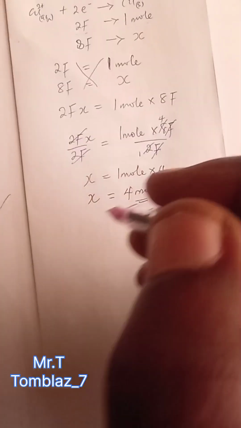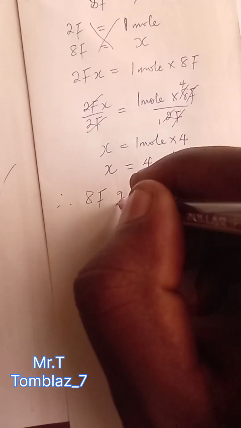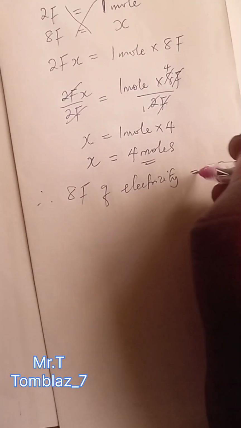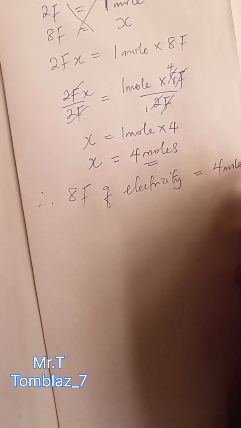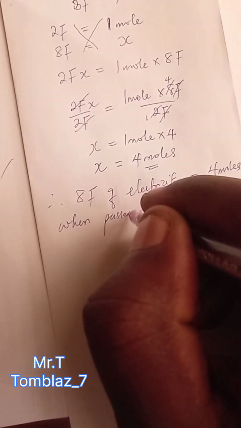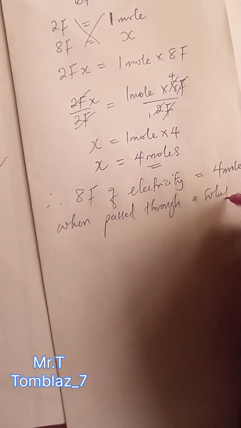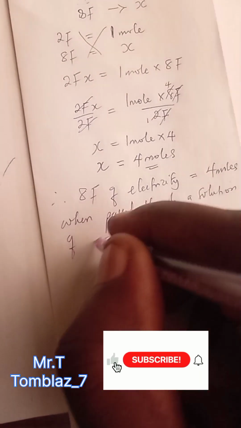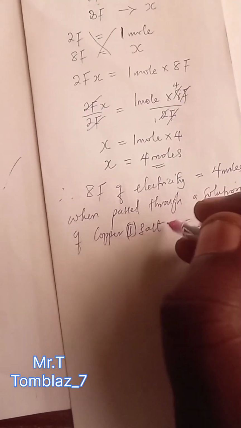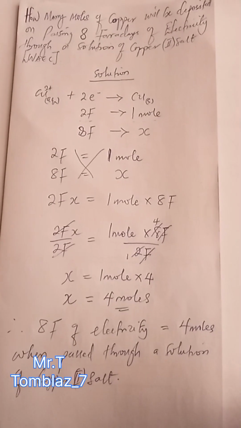moles. Therefore, 8 faradays of electricity will give us 4 moles when passed through a solution of copper 2 salts. So this is how you draw your conclusion in this calculation.